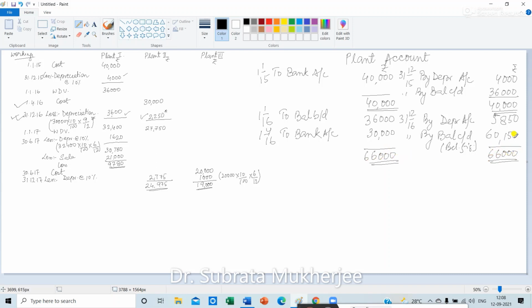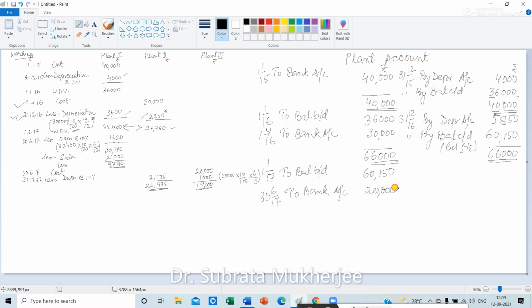This will be 66,000 and this will be balancing figure. Or you can add up these two figures, 32,400 plus 27,750. So 32,400 plus 27,750 will give you 60,150. So sum total of these two figures, that is the written down value on 1st January 2017, is the closing balance of plant on 31st December 2016. So on 1st January 2017, I am writing to balance BD as 60,150. On 30th June 2017, you purchased a plant, so to bank account 20,000.